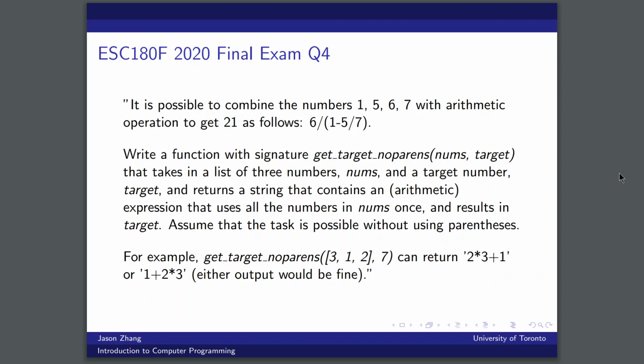The example given is if we give nums to be 3, 1, 2, and we want our target to be 7, the function could return 2 times 3 plus 1, or it could return 1 plus 2 times 3. Either output would be fine.